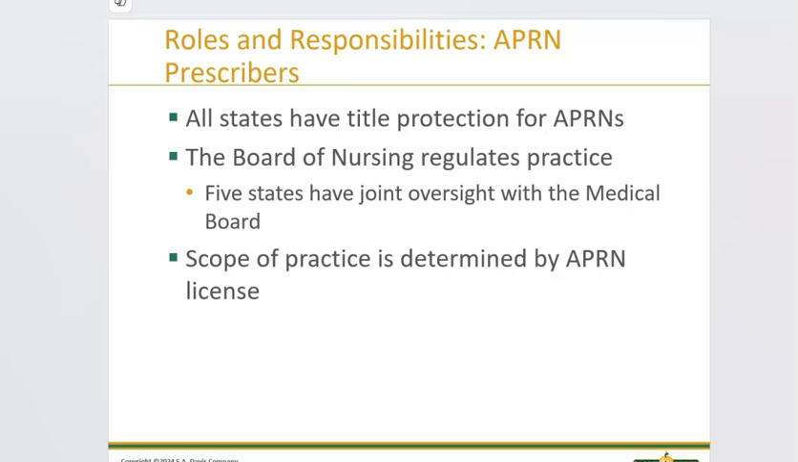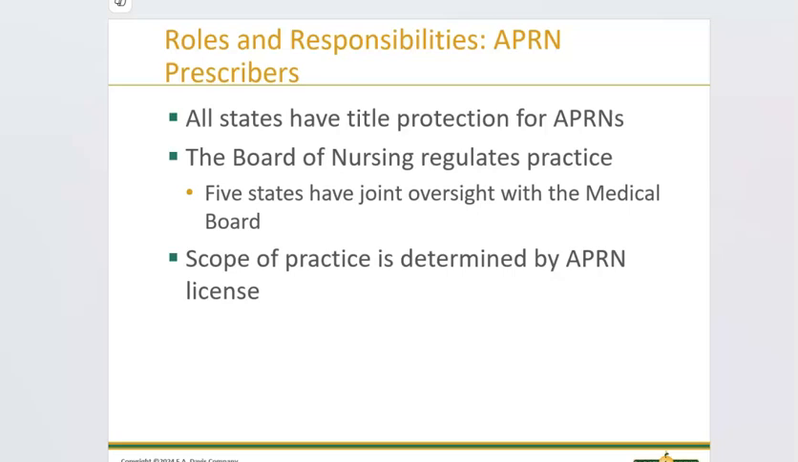The Board of Nursing regulates practice in all but 5 states. This is a really important concept because I am a firm believer that we do not ever want to have nurse practitioners or any of the APRNs managed by the Board of Medicine, because they don't understand what we do, and that is just not what we would want. So we are very lucky that in all but 5 states, it's the State Board of Nursing that determines and regulates APRNs. Your scope of practice is determined by your APRN license and what you're allowed to do state by state.